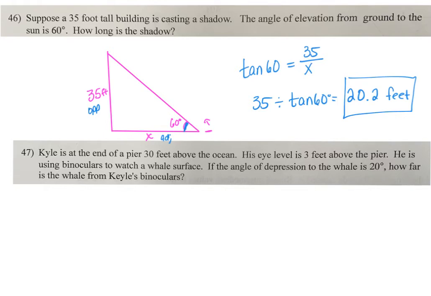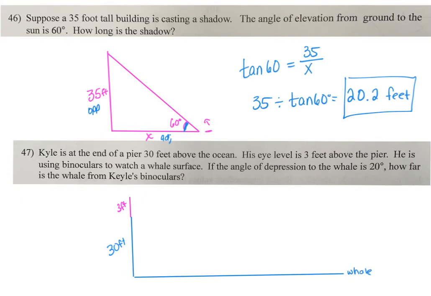All right, so for this one, we have a couple things going on here. We have a pier. The pier is 30 feet, according to this, above the ocean. His eye level is another 3 feet above the pier. So we have the pier, and then we have his eye level here, and that is 3 feet, okay? And then we have a whale surfacing in the ocean. So the ocean is going to be this bottom piece here. Here is the whale, all right? The whale is surfacing.